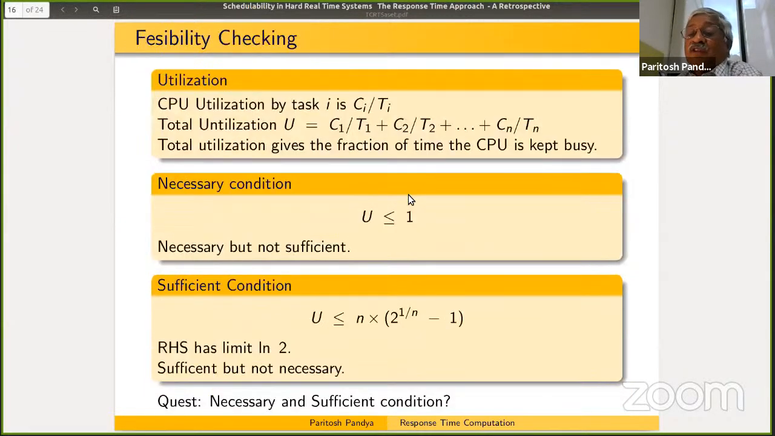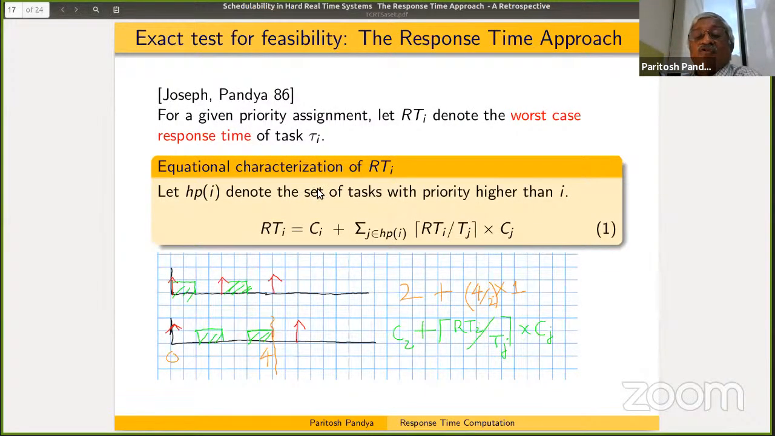And you have to plan for the worst because your lander is going to Mars and you have no time to reset the system. Or if your plane is flying and it fails, you cannot bring it down while it's failing and repair it. These are not fail-stop systems. Okay, so RTI is the worst case response time.